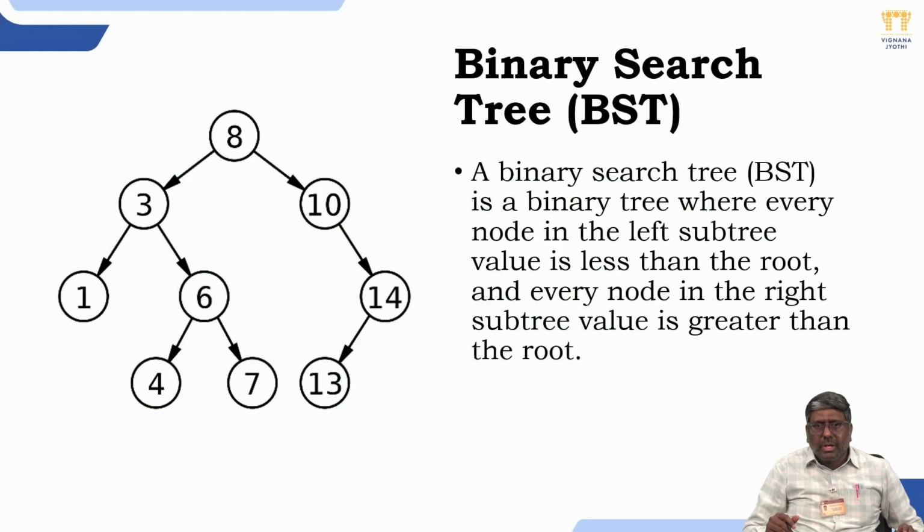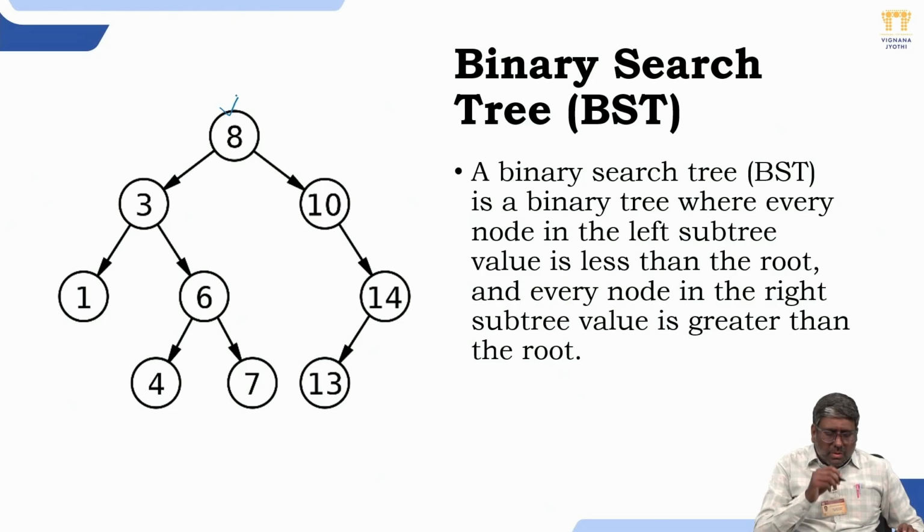Next, coming to one of the special trees, which we call a binary search tree. A binary search tree is a binary tree, meaning it contains at most 2 children. But the property of the binary search tree is that the left child value is less than the parent node and the right child value is greater than the parent node. Then that type of binary tree is called a binary search tree. See the given diagram.